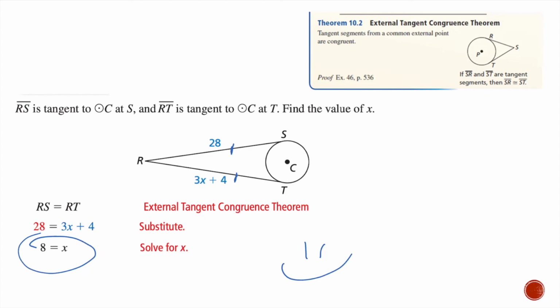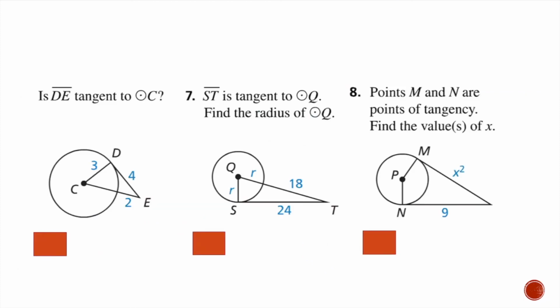All right. Now I'd like you to try. Is DE tangent to circle C? For number 7, ST is tangent to circle Q. I'd like you to find the radius of that circle. And points M and N are points of tangency. Find the value of x. Do that now.